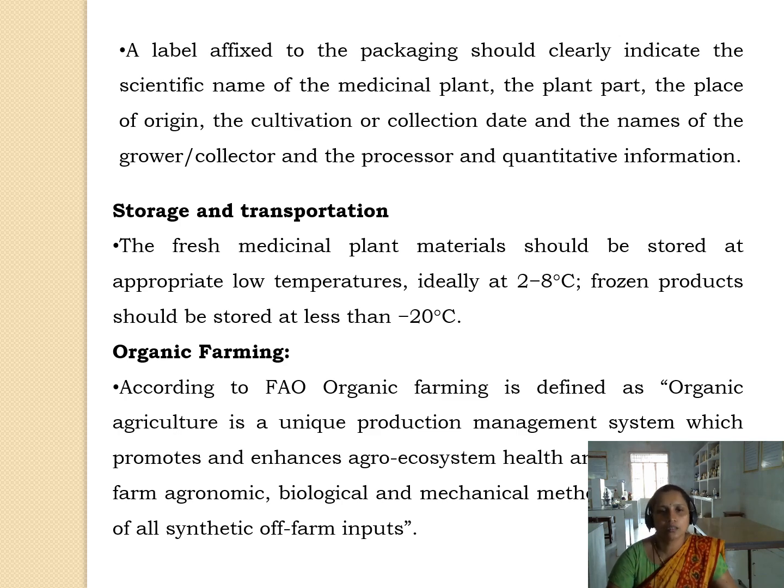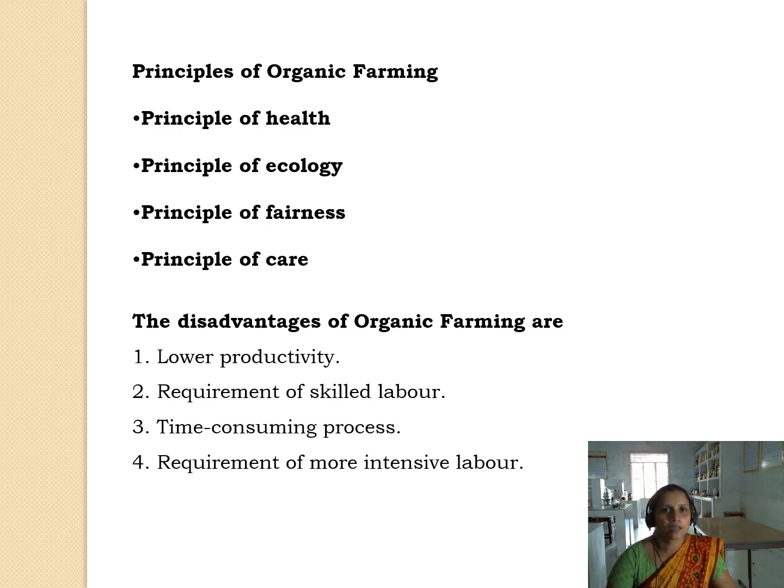According to FAO, organic farming is defined as a unique production management system which especially enhances agro-ecosystem health, where all synthetic farm inputs have to be avoided. So let us discuss organic farming. So here are the four principles.